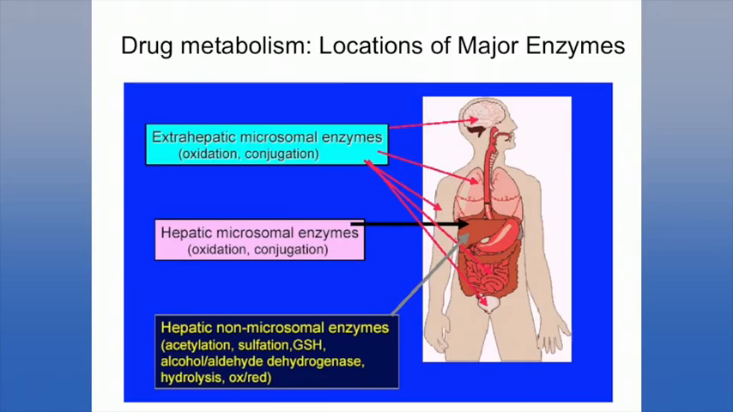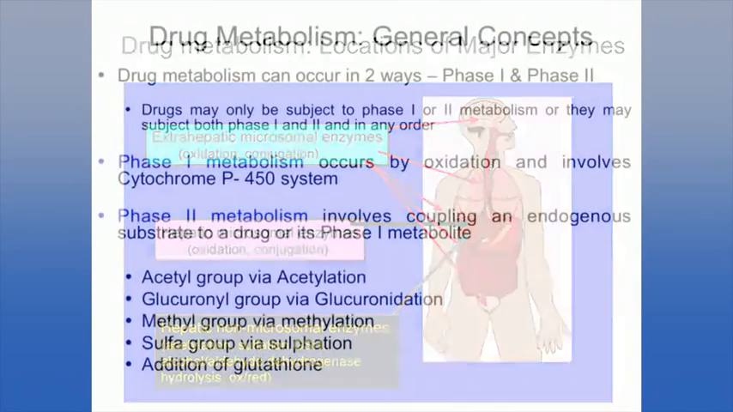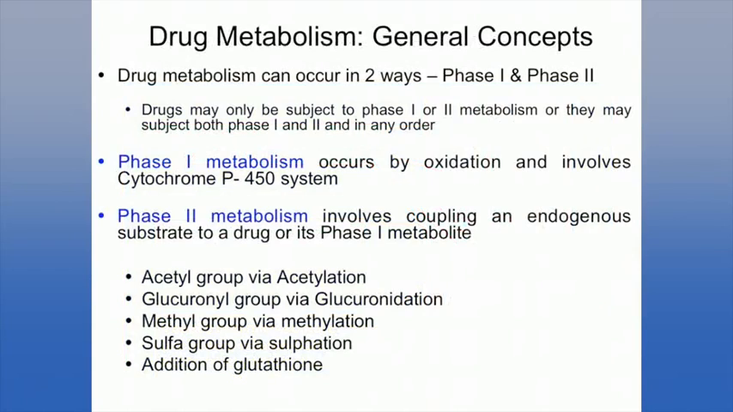And then you have a second type of metabolic system that exists in the liver, called non-microsomal enzymes. These are referred to as conjugation steps. They typically occur in the liver, and that's shown in this box down here, and they involve adding something to the drug to make it more polar or more excretable, colloquially referred to as conjugation, combining something together with something else. So I'm going to share with you now some general concepts about drug metabolism.